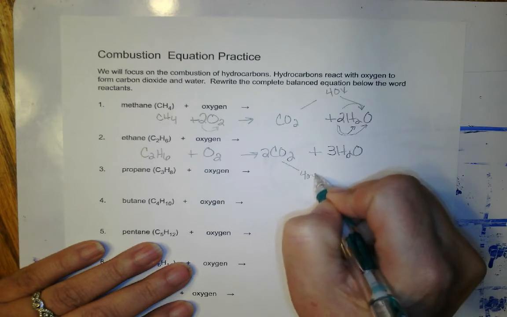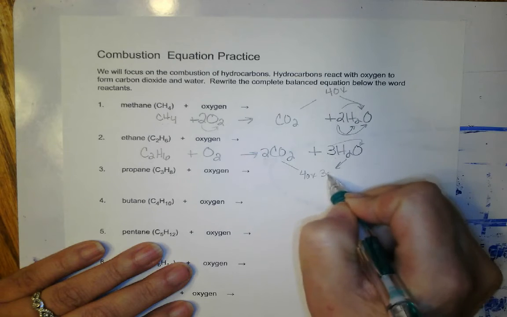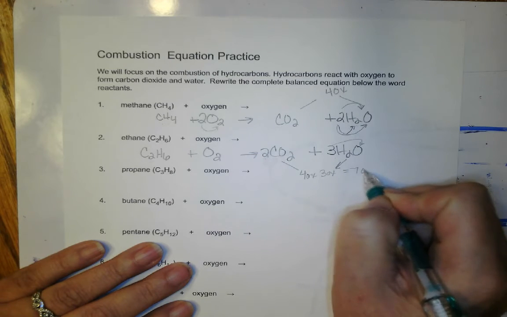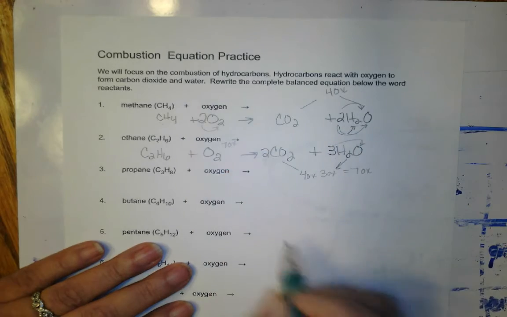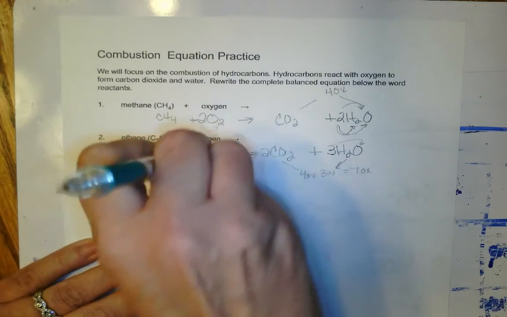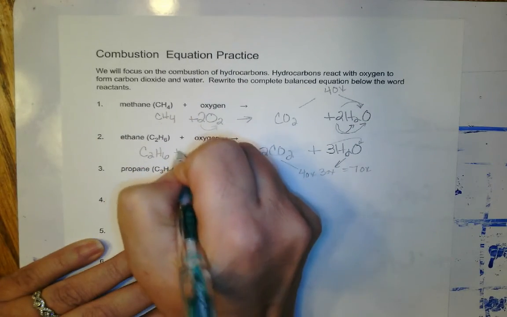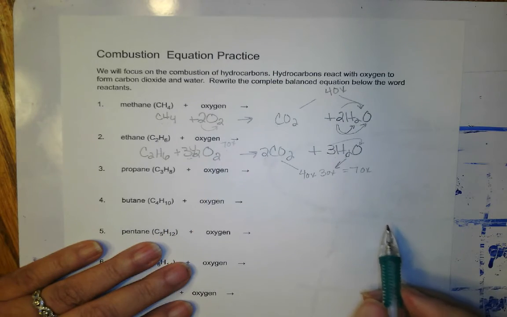Now we have 2 carbons, we have 6 hydrogens, and let's check our oxygens. We have 4 oxygens there, and remember this gets distributed, so I have 3 oxygens here. That's going to equal 7 oxygens. So how do I make 7 oxygens on this side? Well, we're going to do halvesies. 7 divided by 2 is 3.5, okay? So plus 3.5. And now we can see 3.5 times 2 does give us our 7, and we're balanced.